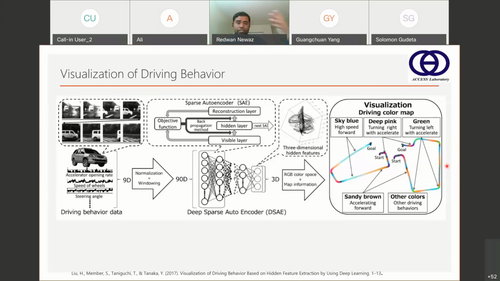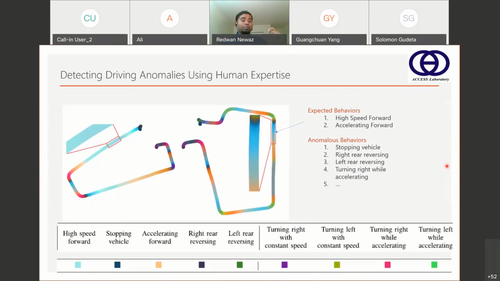Now that we have a basic understanding of how we can visualize driving behavior, let's talk about how we can utilize human expertise to determine whether something is anomalous or not. For this example, let's focus on this rectangle. This is the highway driving behavior, and our expected behavior in this context is high speed forward or accelerating forward. And if you observe some different color that represents a stopping vehicle, right rear reversing, or left rear reversing, those colors in that context would be anomalous for us.